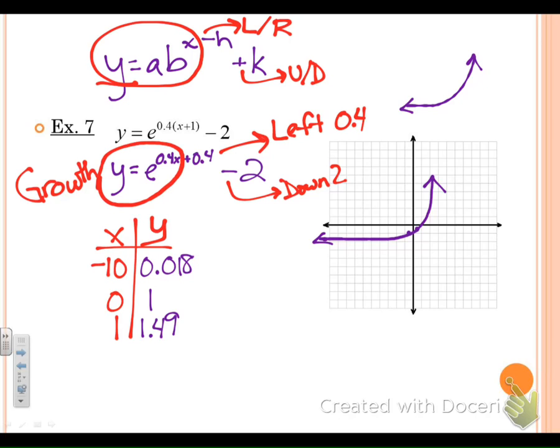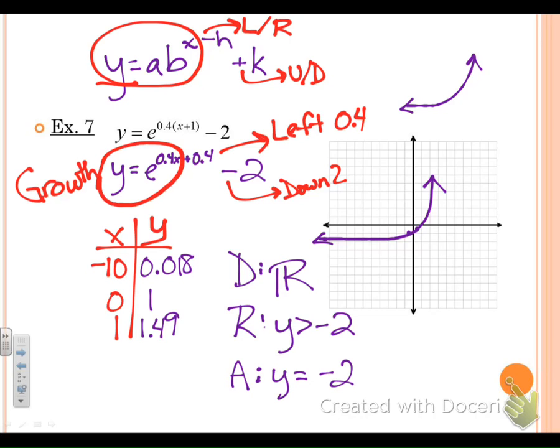Let's talk about domain, range, and asymptote. So if we have some type of shift outside of the function moving up or down, that's also going to adjust this number. And the asymptote looks pretty similar to it also.